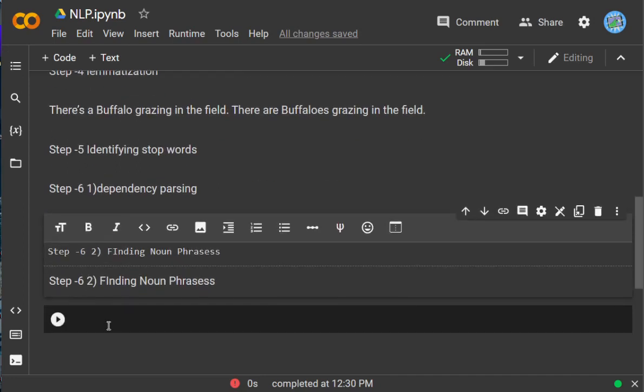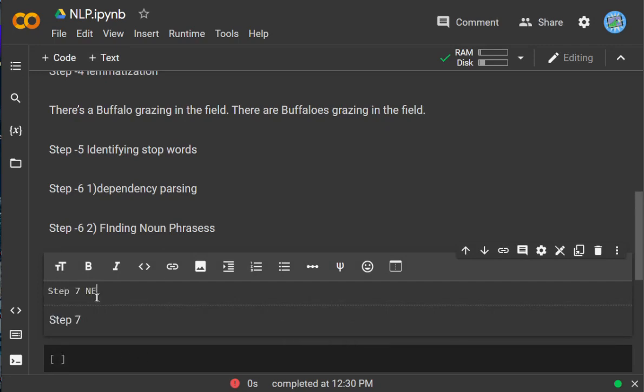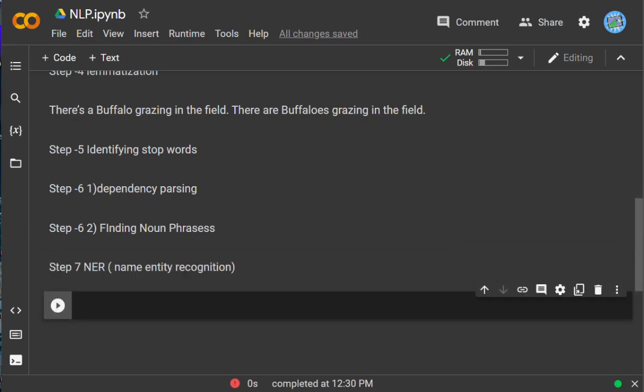Now the last step will be step 7, which is one of the most important steps. Step 7, which is NER, in short, for named entity recognition. And also don't worry about this step because we will be seeing a detailed video regarding this topic. It is basically a major topic. So again, we'll just give you the overview of this.